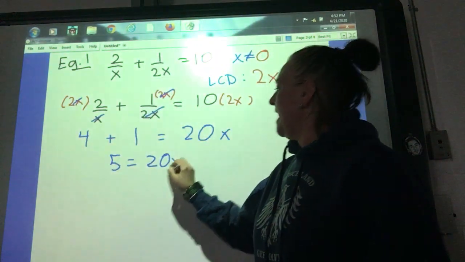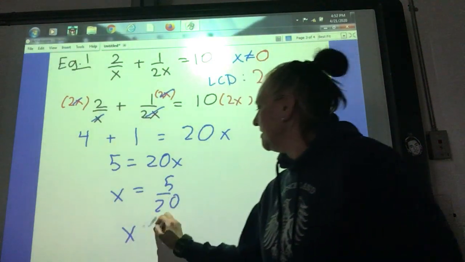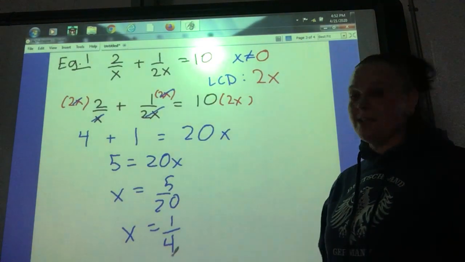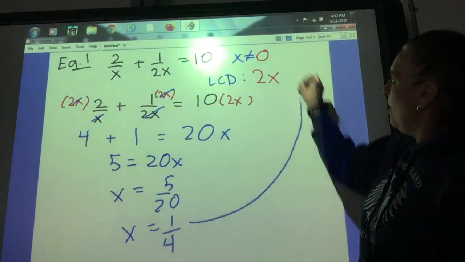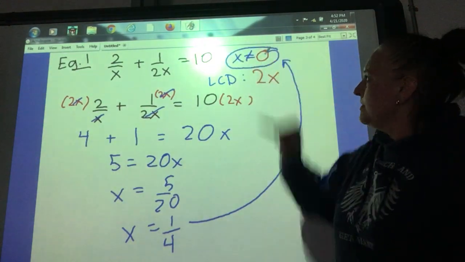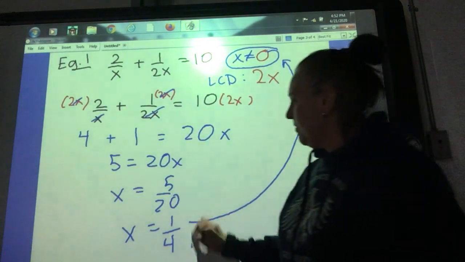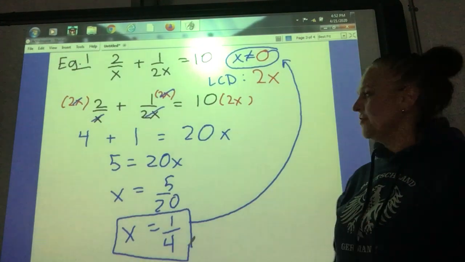5 equals 20x, so x equals 5 divided by 20. We can simplify: x is equal to 1/4. Now we check. The good news is we don't have to do a t-chart like we did for radicals. We literally just check. What was our non-permissible? X can't equal 0. So as long as we get any value that's not 0, it's okay. So that is not 0, so we are done. So that's all we have to really do for our check.